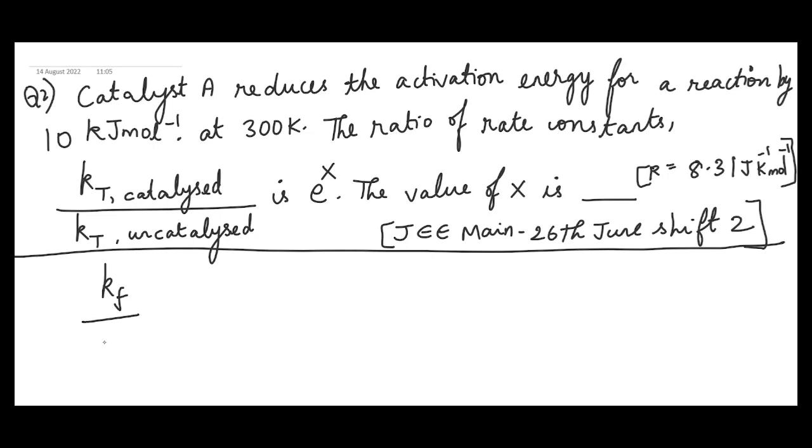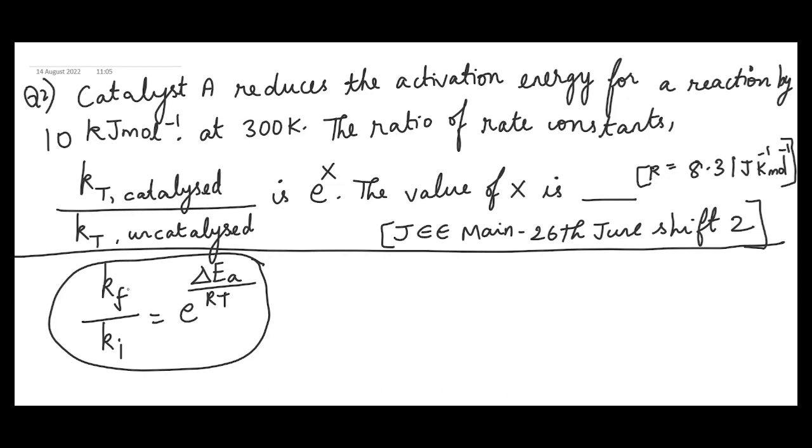K final divided by K initial is equal to e power the change in activation energy divided by RT. So this was the equation we derived, where K final was the value of rate constant in presence of catalyst and K initial was the value of rate constant in absence of the catalyst. So now using this equation, this problem becomes simple. They are asking this ratio K final divided by K initial.